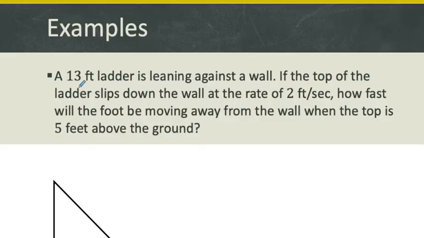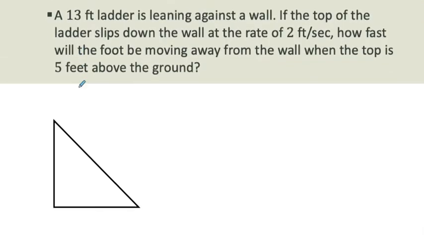All right, next one, very similar type problem. So what I would suggest you do is pause it, try this problem on your own, and then come back and see if you have the same answer that I get. All right, so the ladder is 13 feet. I'm going to use my same variables x and y here. The top of the ladder slips down the wall, so it's falling down the wall at a rate of 2 feet per second.